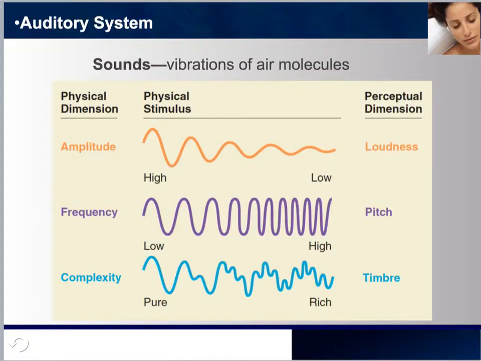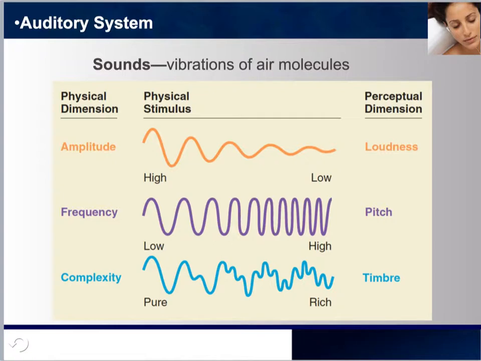Contrary to eyes that respond to photons impacting the photoreceptor cells in our eyes, the auditory system works by sound, which is nothing more than vibrations of air molecules. The three physical dimensions that we look at to understand sound are amplitude, frequency, and complexity.